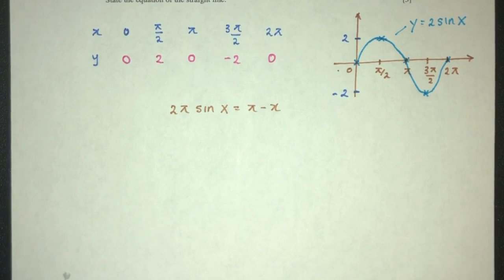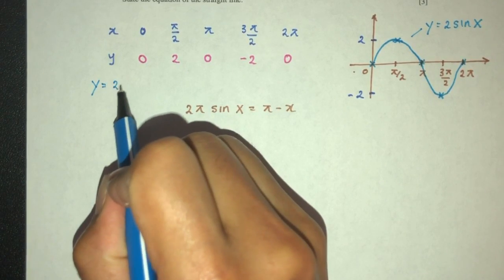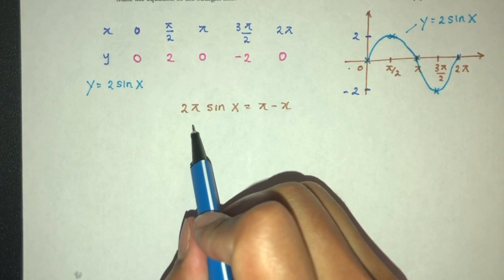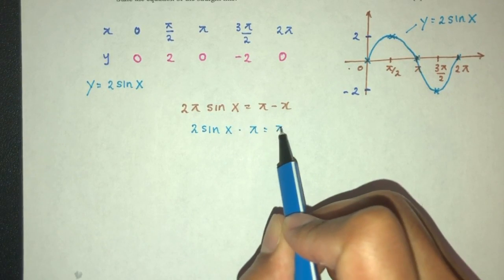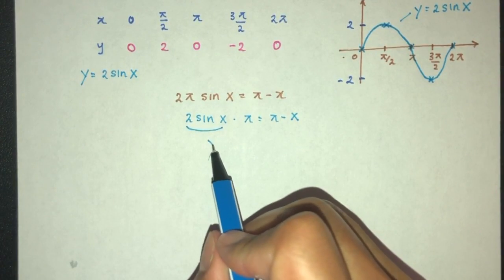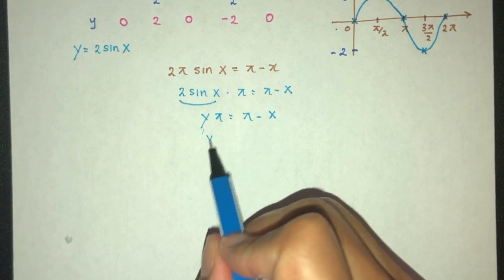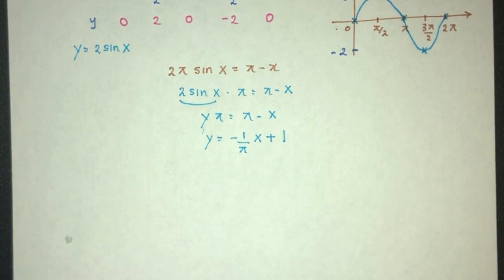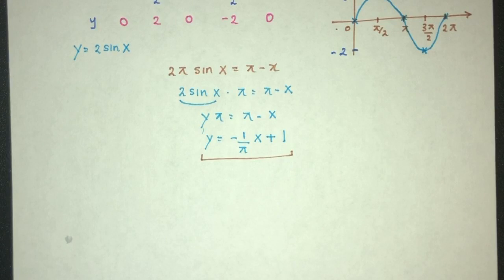So obviously we have to use something here as well. Now we are given that y is equal to 2 sine x. Okay, so if I rearrange this, let's see, 2 sine x times pi is pi minus x. What is this one? Same, so it is y, this is equal to this minus this. So if I send this over here, that will become minus 1 over pi times x, and plus 1. So as you can see, we have to draw this line. This is a straight line on the curve and see how many solutions we have.